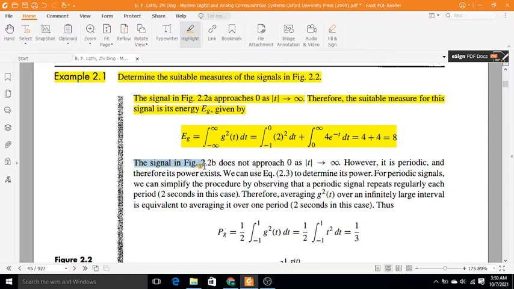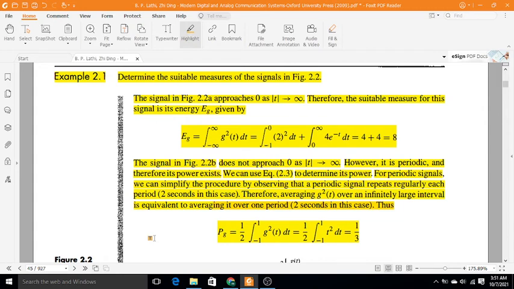The signal in Fig. 2.2b does not approach 0 as |t| approaches infinity. However, it is periodic, and therefore its power exists. We can use Eq. 2.3 to determine its power. For periodic signals, we can simplify the procedure by observing that a periodic signal repeats regularly each period, 2 seconds in this case. Therefore, averaging g²(t) over an infinitely large interval is equivalent to averaging it over one period, 2 seconds in this case.